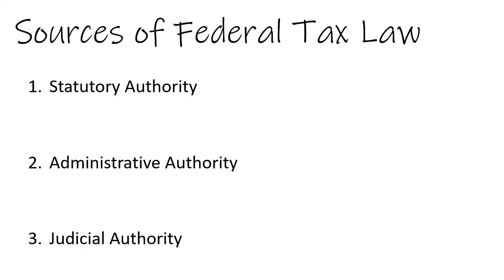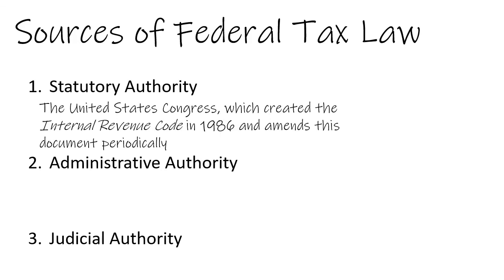Within the United States, there are three sources of federal tax law. The first, which has the highest degree of authority, is statutory authority. And this is the tax law that's passed by the United States Congress. As we talked about when we looked at the history of taxation, Congress created the Internal Revenue Code in 1986, and they periodically amend this document.